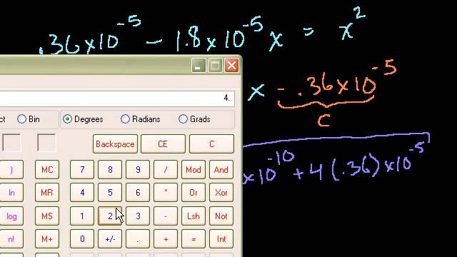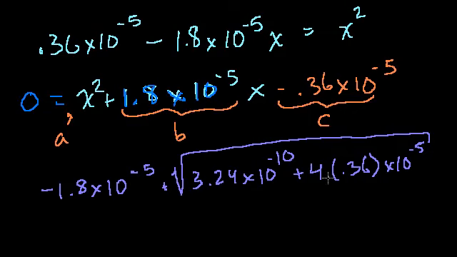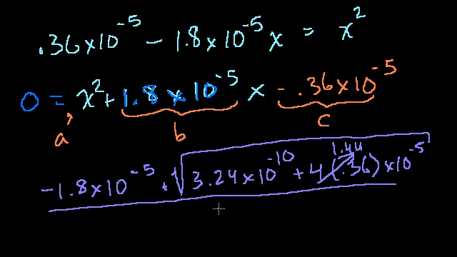4 times 0.36 is equal to 1.44. I should have been able to do that in my head. Now you have 1.44 e minus 5, so let me write that. So this is 1.44. And of course, all of this is over 2a.